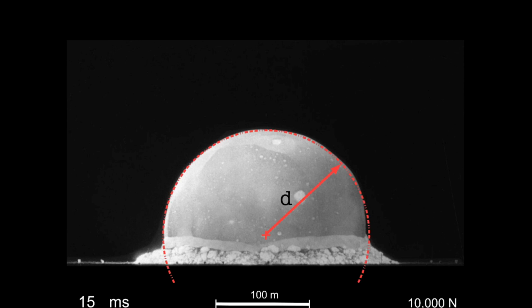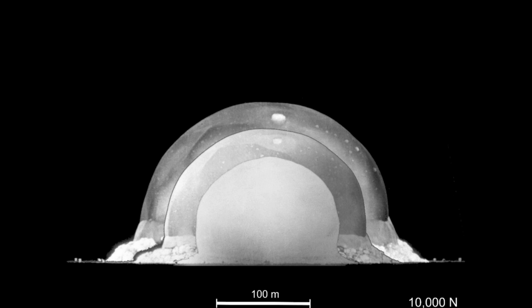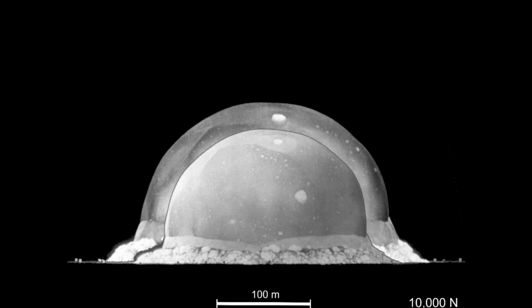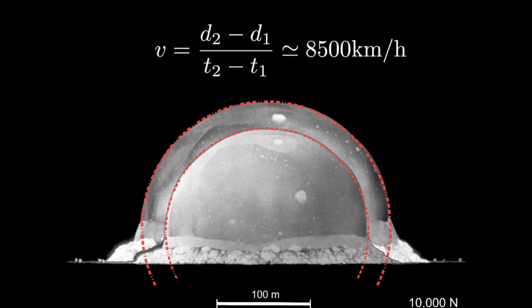Instead of representing the radius d of the hemispherical approximation, we could record the speed of the leading edge as it moves away from the location of the bomb. A few different speeds can be defined. The speed of the edge can be estimated from the difference in radius and time between consecutive pictures. Between these two pictures, the edge moves at a speed around 8,500 km per hour. This is more than 2,000 meters in 1 second. Quite fast indeed.